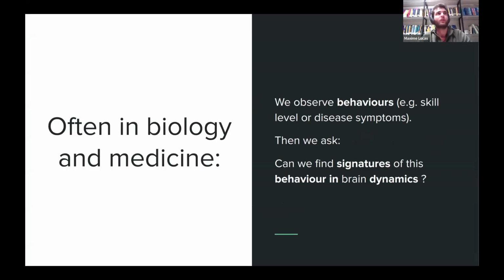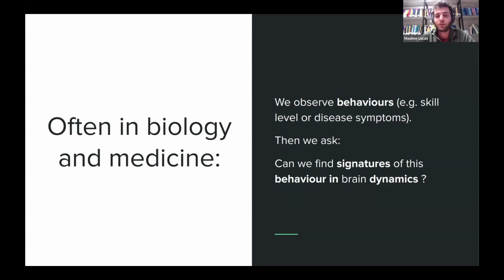I wanted to start with a general introduction and then dive deeper into two projects, showing you two sets of results. One of the big questions in biology and in medicine is that you observe behaviors in a general way. This could be some skill level, or some symptoms. How much are you shaking? How much are you feeling bad? Or, in this case, how susceptible are you to hypnosis, for example?